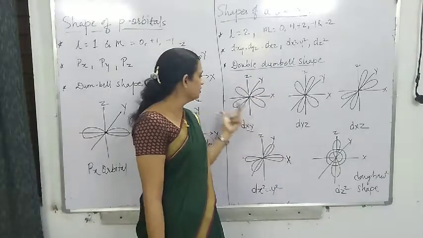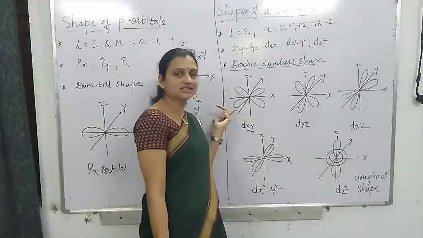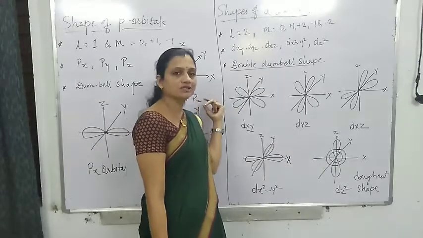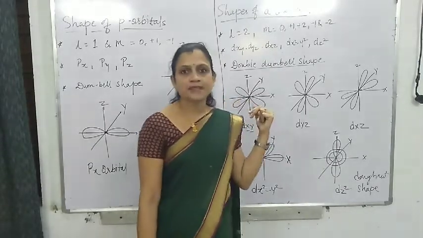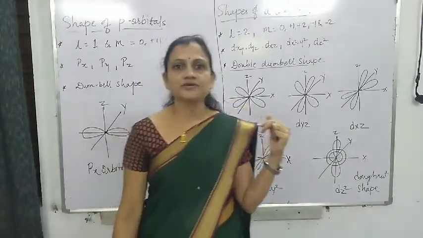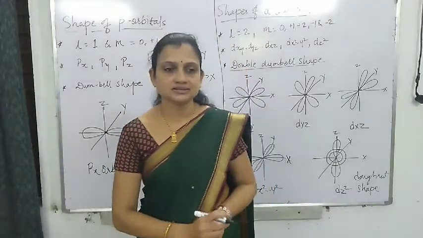Okay, so this is enough for today's class. Today's topic was the shape of the p orbital and the shape of the d orbital. The remaining topic we will carry out in the next class.